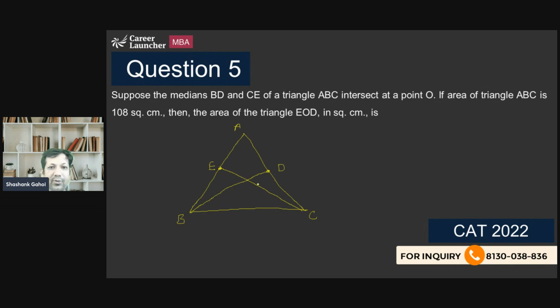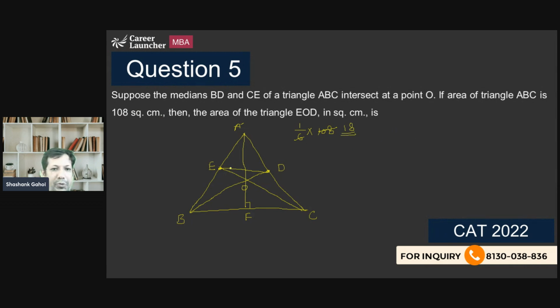If the area of triangle ABC is 108, the question is asking what this area is. So what I'm going to do is draw this separately. I have AEO, ADO, BEO, and let's say this is F, BOF, COF, and COD. All these triangles are going to have the same area. So each of these triangles is going to have an area of 1/6 of 108, that is 18.